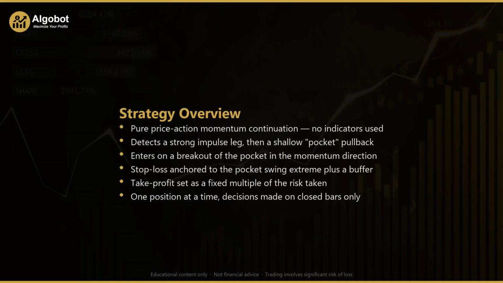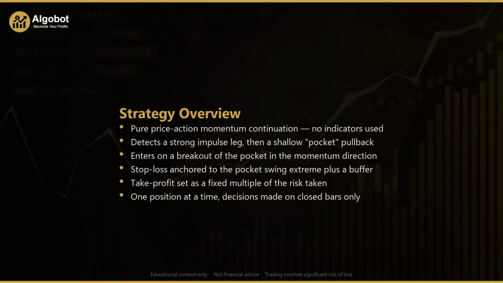Let's start with the big picture. Momentum Pocket Pullback is a continuation strategy. The core idea is simple and very old in trading. When price moves hard in one direction, it rarely travels in a perfectly straight line. It pushes, it pauses to catch its breath, and then it often pushes again. This strategy tries to capture that second push.